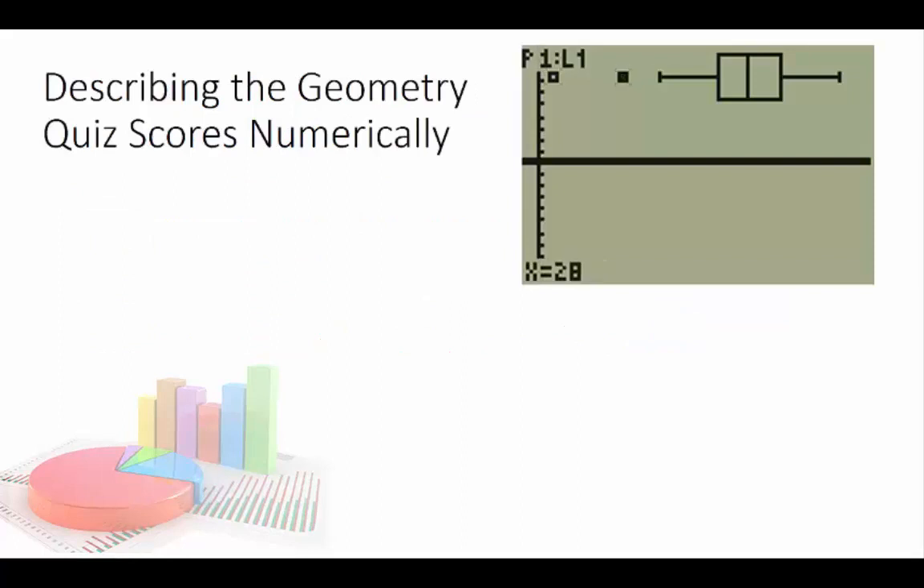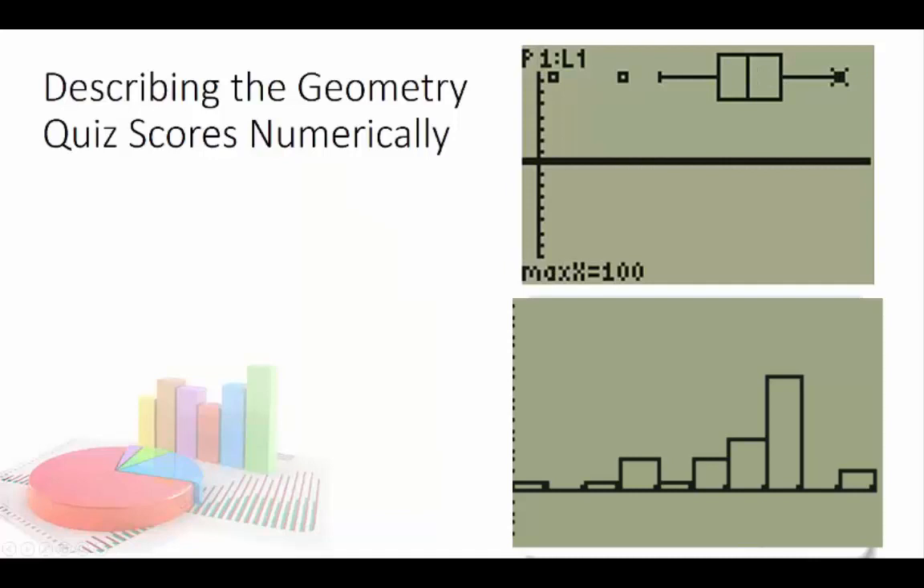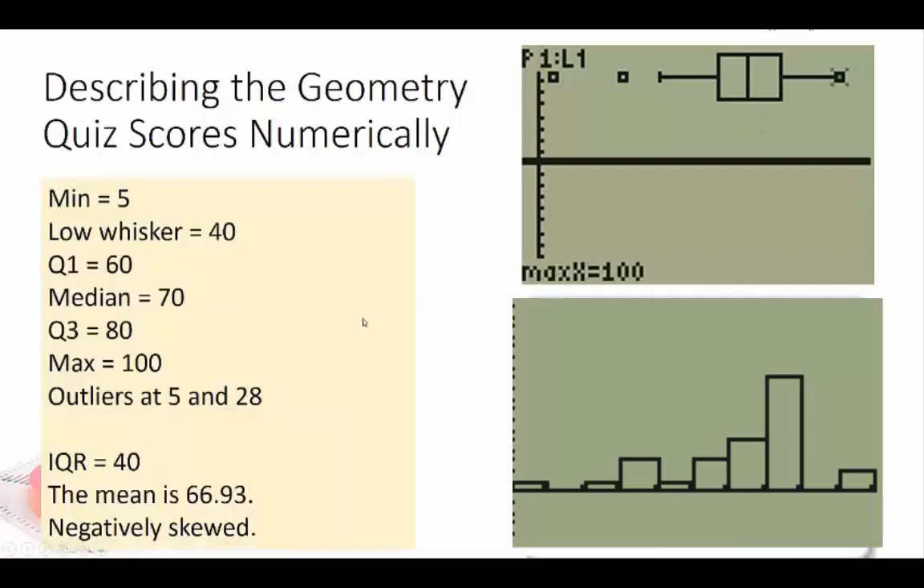So here's my box plot that I generated after I cleared my list and put in my new data. And here's the histogram. You can see the box plot and the histogram look quite similar. The advantage of the box plot is you can really identify the median, where it's a little bit harder from a histogram.